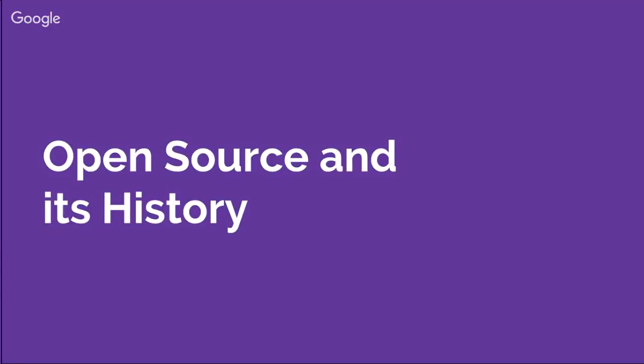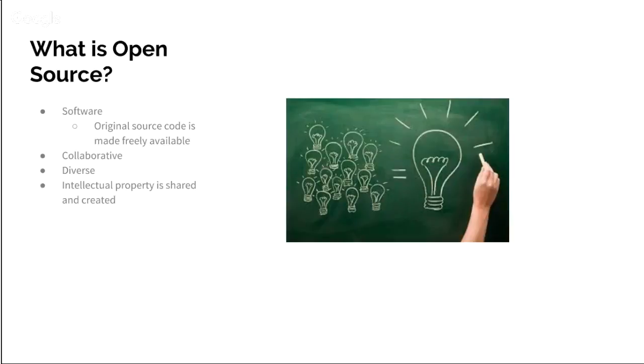So to start off, we're going to go over exactly what open source is and a short history behind the development of open source. So what is open source? Open source denotes software for which the original source code is made freely available and may be redistributed and modified. It can be developed in a very public and collaborative manner.